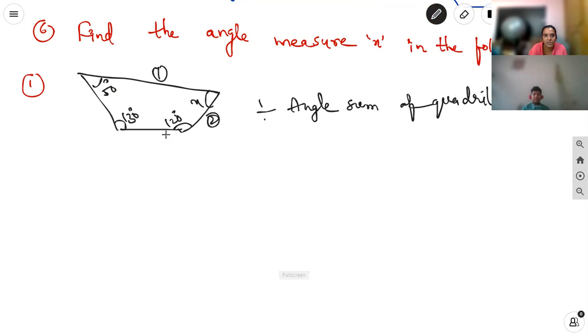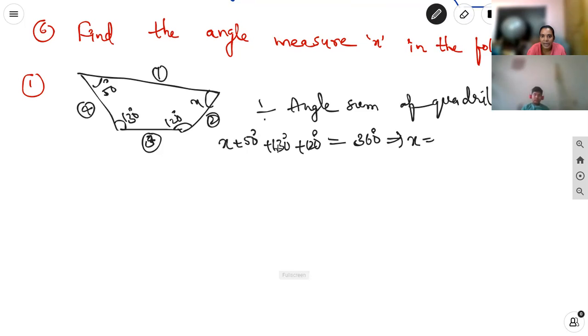Quadrilateral means it has 1, 2, 3, 4 sides. The angle sum property of a quadrilateral is 360 degrees. So x plus 50 degrees plus 130 degrees plus 120 degrees should be 360. From this, x equals 360 degrees minus 300 degrees, since 130 plus 120 is 250, plus 50 is 300. So x equals 60 degrees. The answer to the question is 60 degrees.